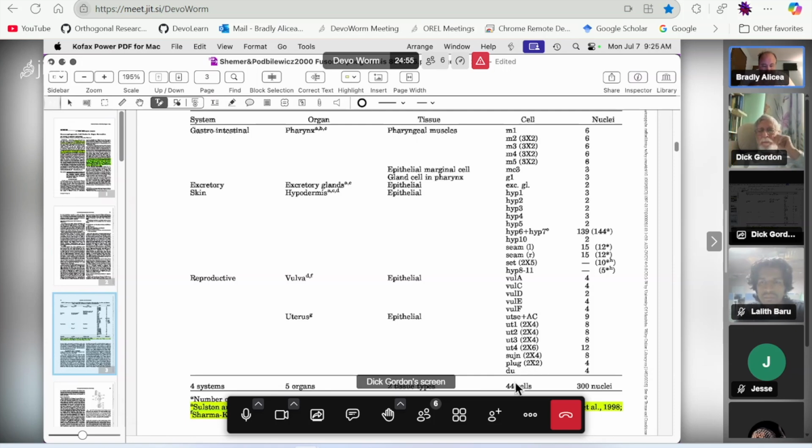Yeah. So this is the only paper I've been able to locate which explicitly says there are 44 syncytial cells. Right. Okay, and I think they're distinguishing the male from the hermaphrodite. The number of nuclei reported differs in males. Okay, so there's a small group of those.